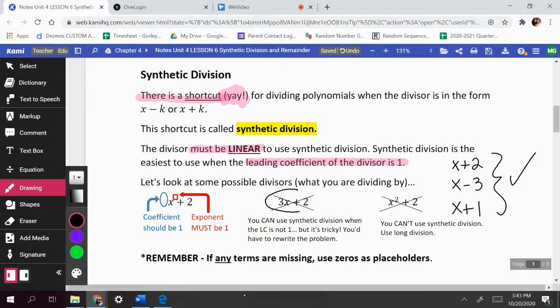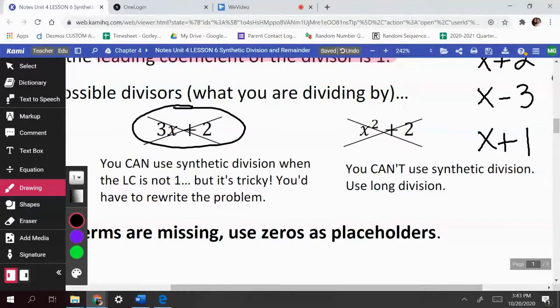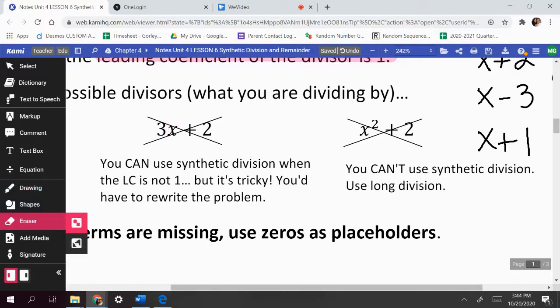Okay, like this one, 3x plus 2, you're going to see I have an x through it. It says you could use synthetic division when the leading coefficient is not 1, but it's tricky. You'd have to rewrite the problem. This is an honors level concept, so even though the expression is linear, I still am not going to use synthetic division in a CP Algebra 2 class, just because it's pretty difficult. You'd have to rewrite the whole problem in order to use synthetic division.